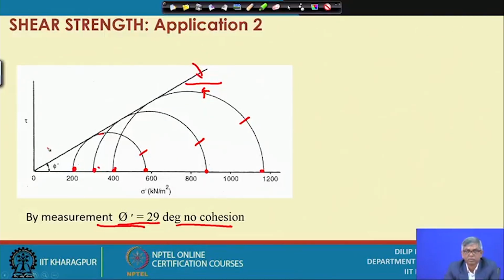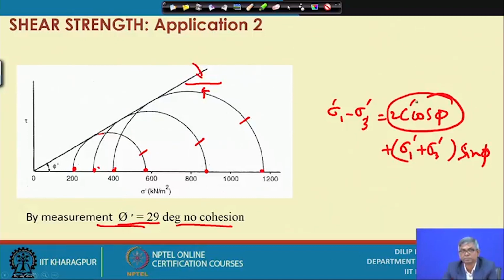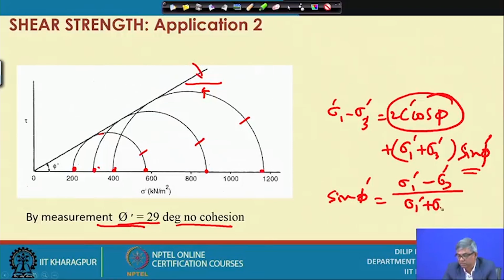This problem can also be done another way. Actually, we have sigma 1 dash minus sigma 3 dash equal to 2 c cos phi plus sigma 1 dash plus sigma 3 dash sin phi. We have got this equation also. If I consider c as 0, then I can get sin phi dash equal to sigma 1 dash minus sigma 3 dash by sigma 1 dash plus sigma 3 dash.